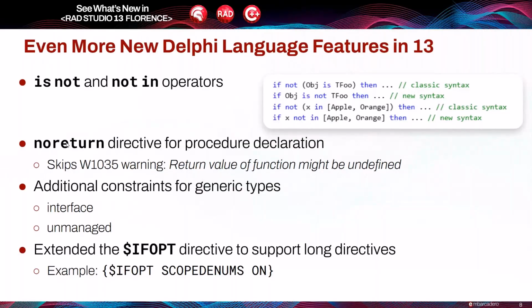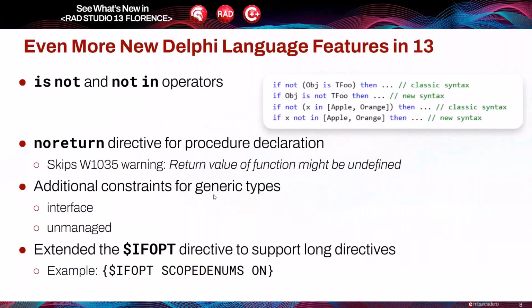We also have a no return directive. It's a bit of a niche option, to avoid a warning that is created in case a procedure is not returning something. It's just to avoid getting that warning. If you're sure, for example, if you raise an exception, and you're sure that that method is not going to return something, then you can define the directive to avoid a warning.